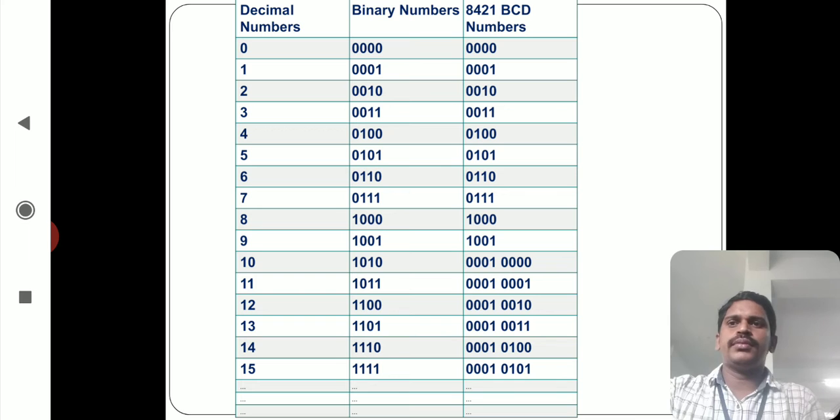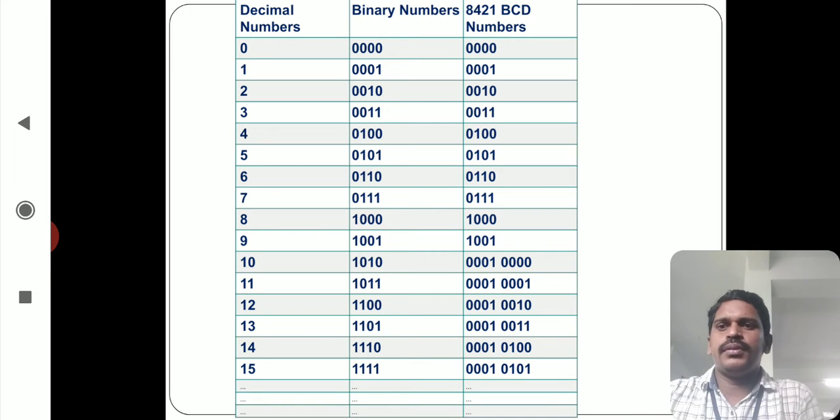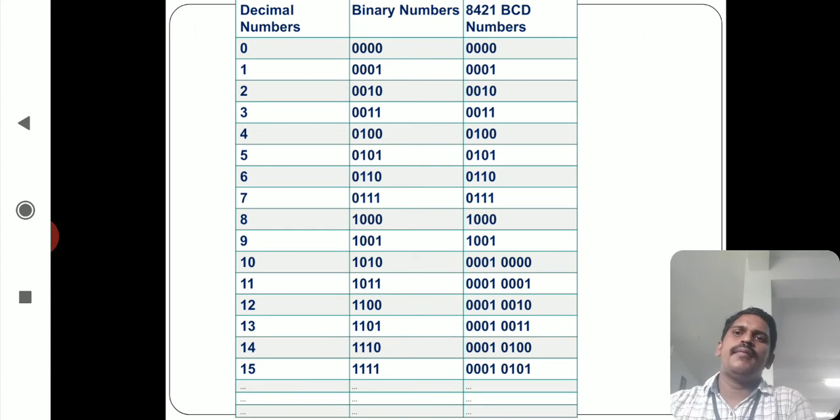Look at the table. Here we can observe decimal numbers, their equivalent binary numbers, and also the 8421 code, that means the BCD code. For example, I will show the values 0 to 15, a total of 16 numbers, because it is the hexadecimal number system. Why is it called the hexadecimal number system? We use only 16 combinations to represent any number by using 4 variables.